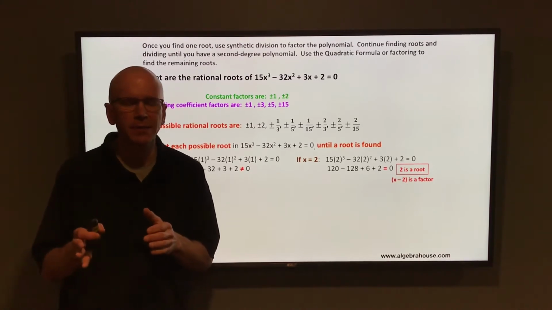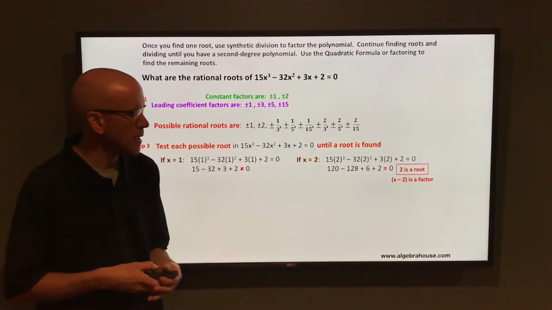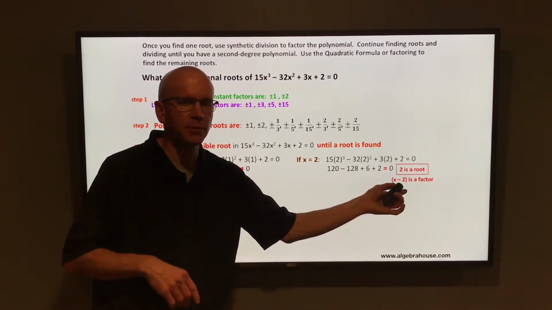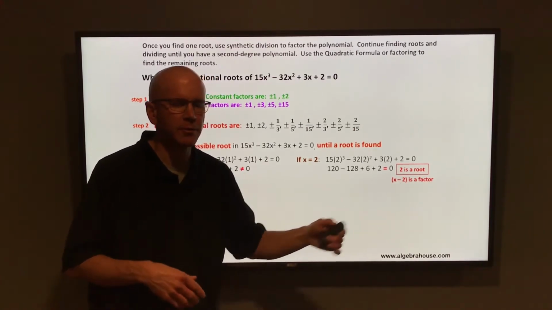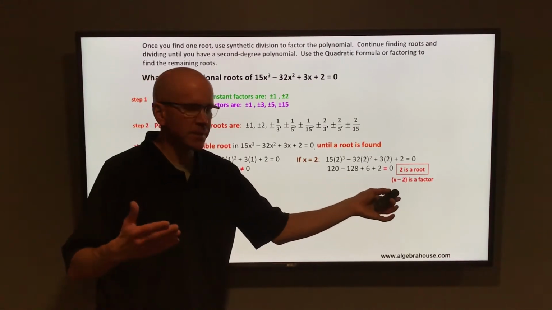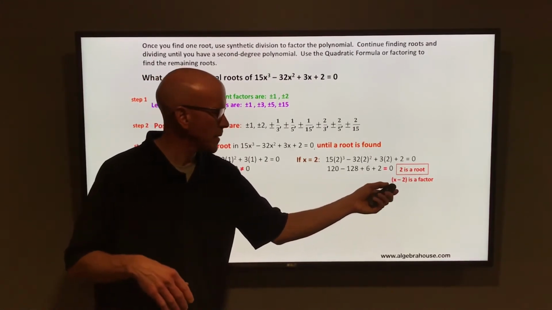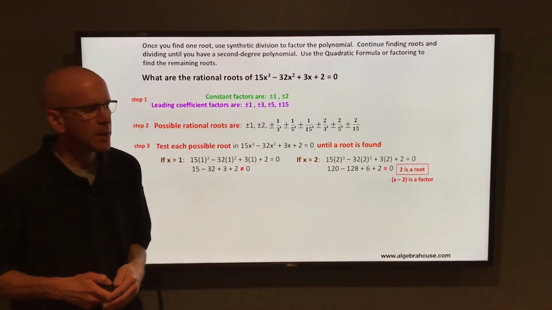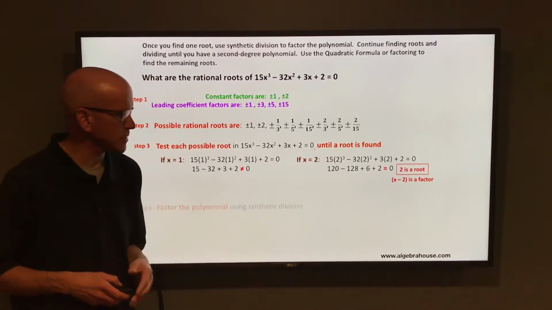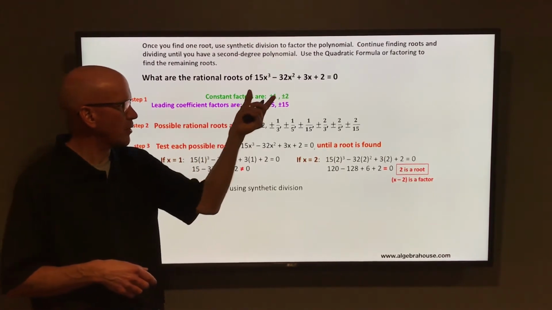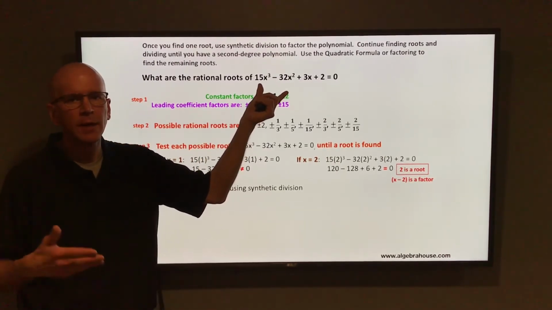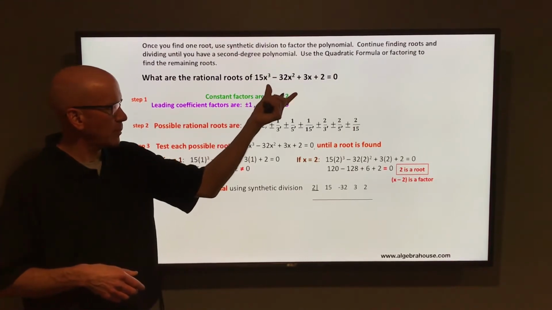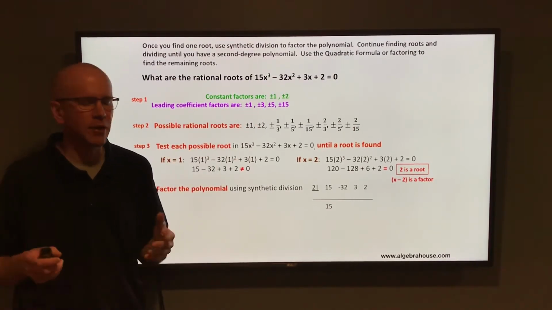Now remember back to synthetic division and synthetic substitution. When we were dividing by x minus 2, that's the same as substituting 2 in for x as far as the remainder goes. So if you think of synthetic substitution, synthetic division, when 2 was a root, that meant x minus 2 was a factor. So since 2 is a root, x minus 2 is a factor, we're going to divide this polynomial by x minus 2, and that will give us another factor.